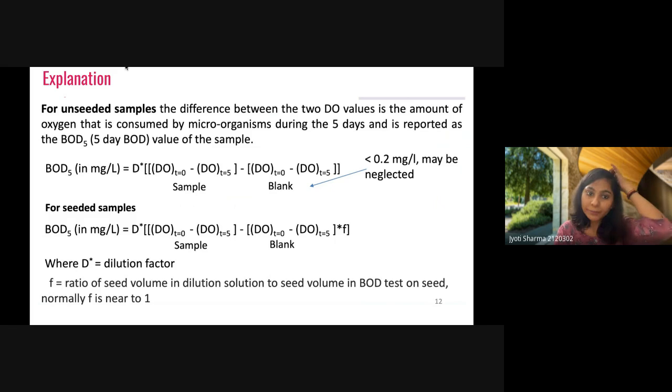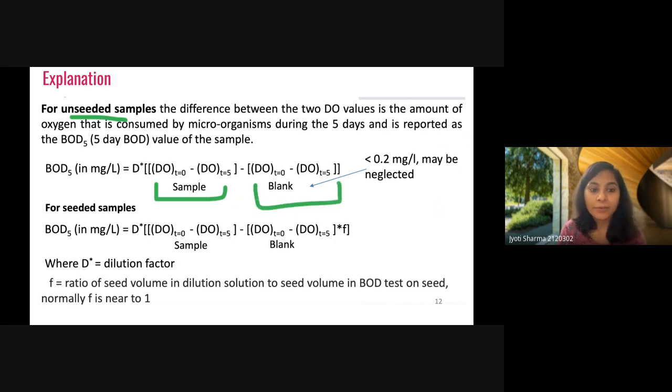So just see here. If it is an unseeded sample, this is our sample and this is our blank, and for the sample we are calculating the DO at 0 time and after 5 days. Then we also calculate the blank DO at 0 time and after 5 days, and if we subtract it, then we will get the BOD after 5 days, right?